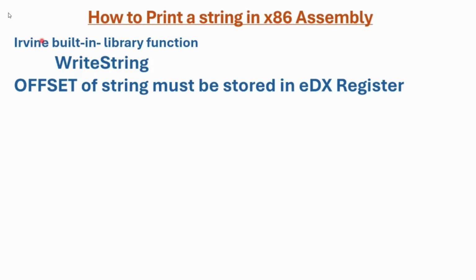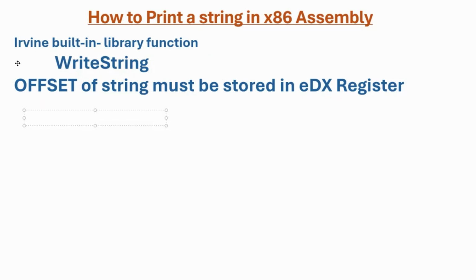In this video tutorial, I'm going to explain how to print a string in x86 assembly. We are going to use the Irvine built-in library function, and the function name is WriteString. The only requirement of this library function is that the offset of the string you want to print on the screen must be stored in the EDX register, or extended data register. Let me write the code and explain how one can use this function.